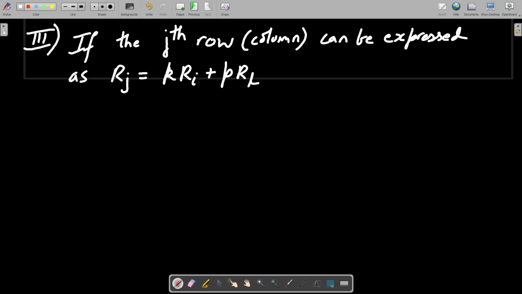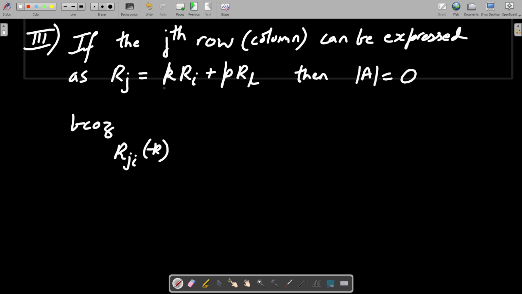So basically, what I'm doing is I'm writing this row as a combination of two more rows, right? So then determinant of A will also be 0. Why is that so? Because if I perform the operations, see what are the operations I'll have to perform? I'll have to perform R_j, from that I subtract k times the ith row. What will happen? This term is going to disappear, right?